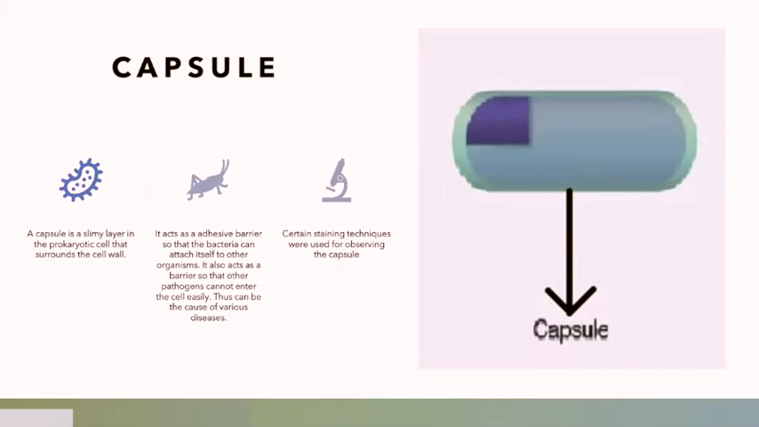Capsule. A capsule is a slimy layer in the prokaryotic cell that surrounds the cell wall. It acts as an adhesive barrier so that the bacteria can attach itself to the organisms. It also acts as a barrier so that pathogens cannot enter the cell easily, thus can be a cause of various diseases. Certain staining techniques were used for observing the capsule.